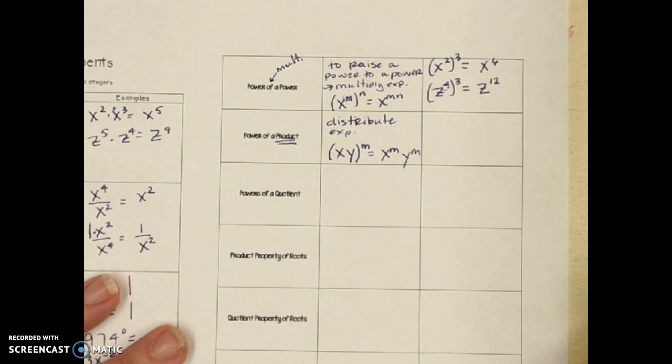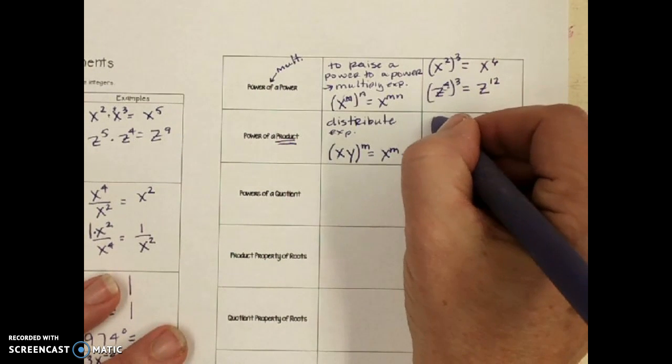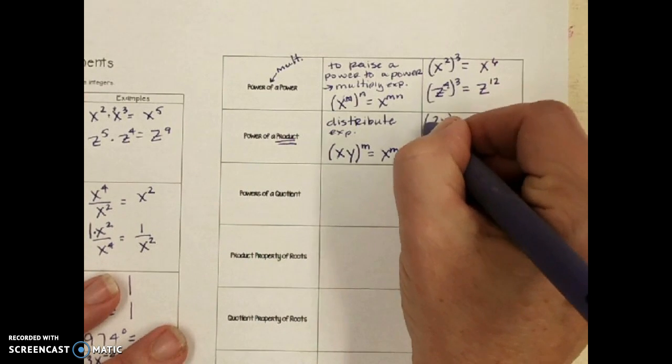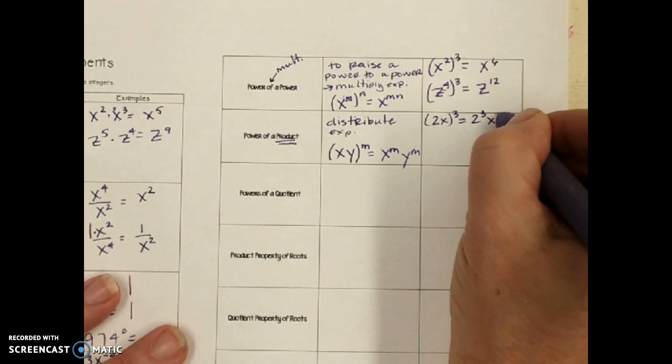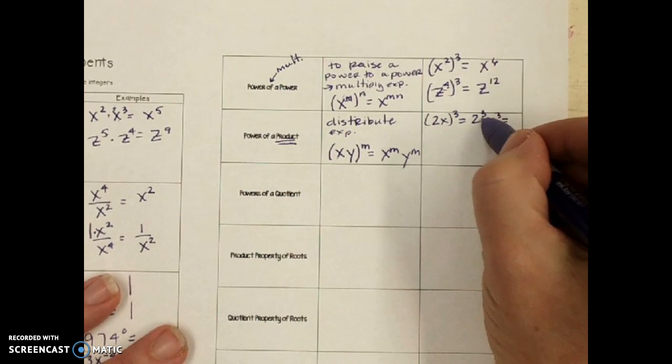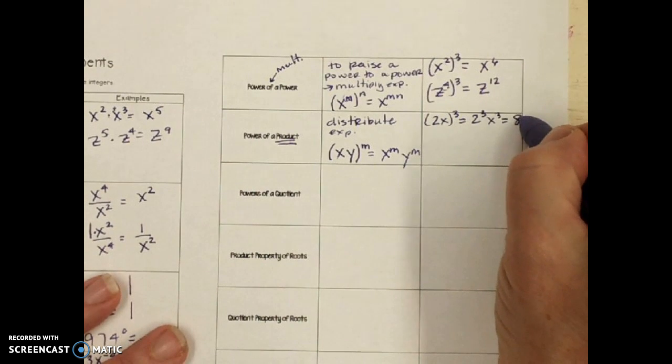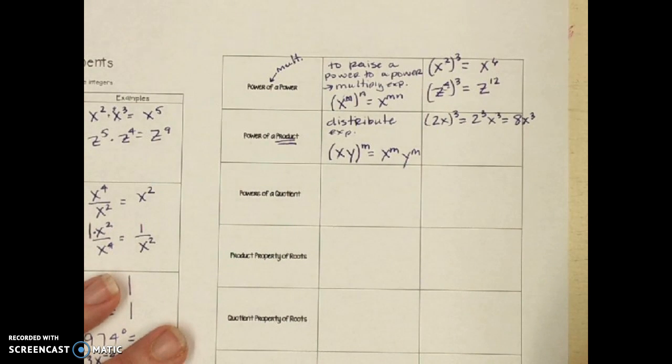So here's what it would look like with numbers. If I have 2x to the third power, then I'm going to have 2 cubed and x cubed, and I can simplify that further because we can do the numbers. 2 cubed is 8, and I still have the x cubed.